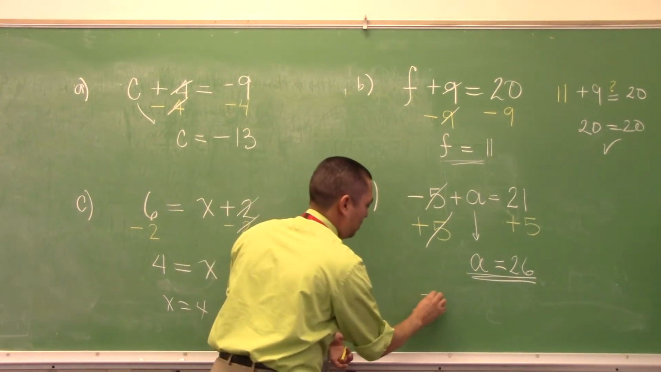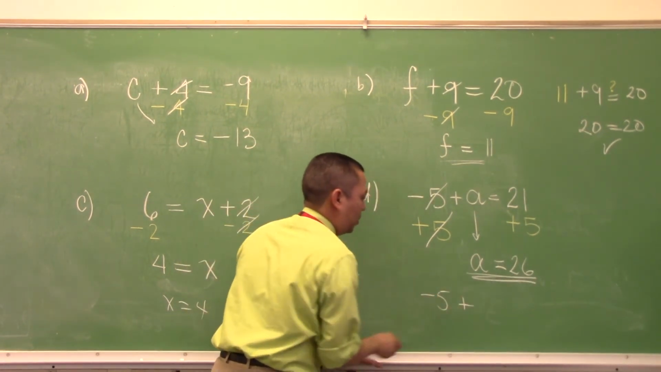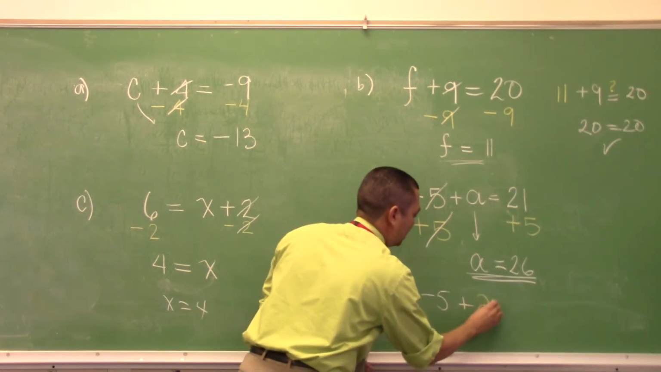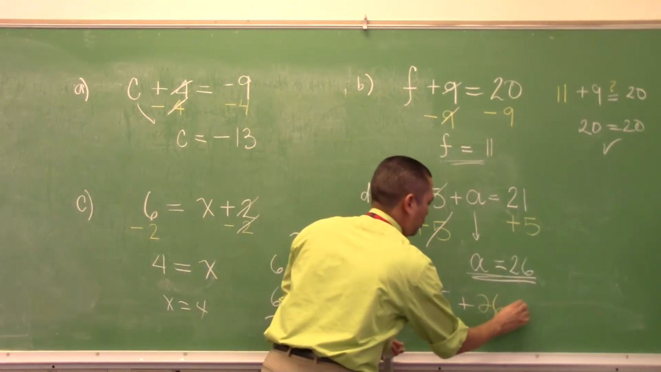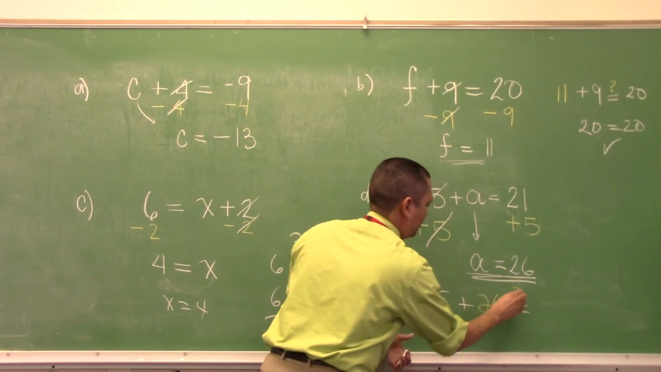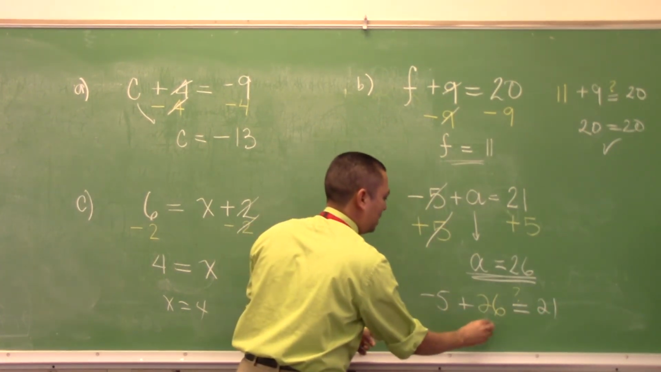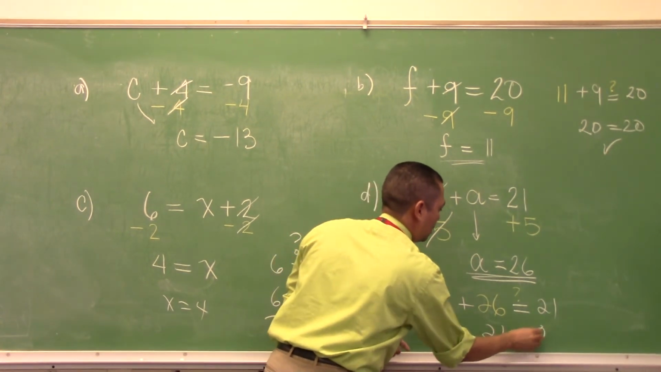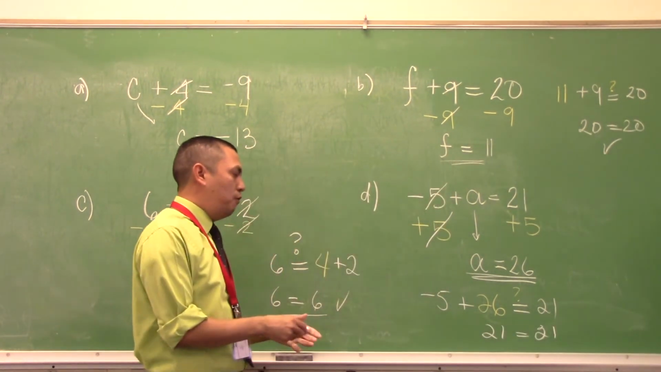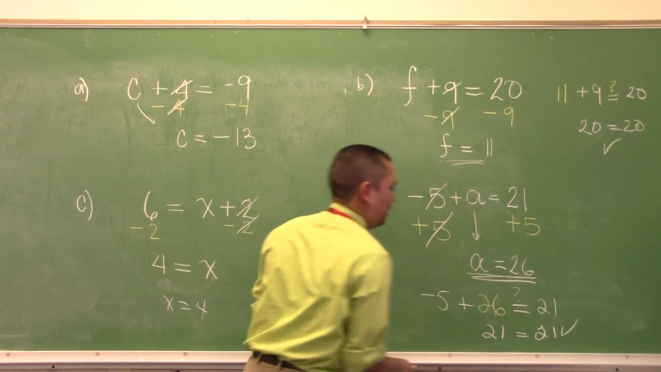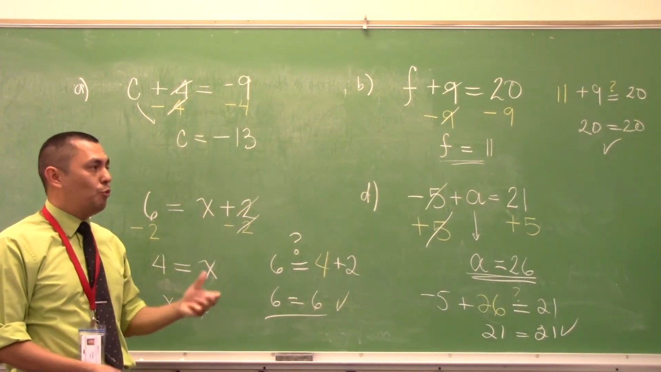You can prove it. So negative 5 plus 26 equals, question mark, because we don't know, 21. And negative 5 plus 26 is equal to 21, and 21 equals 21. So this one checks, it is correct. So that's what we do.